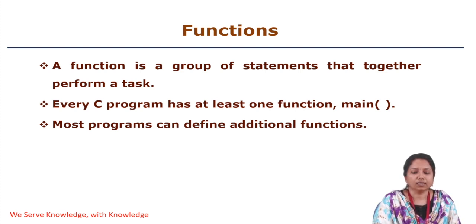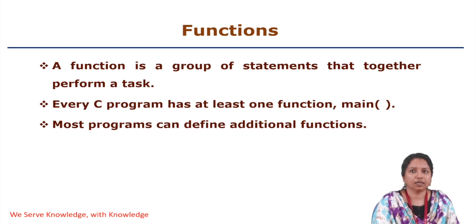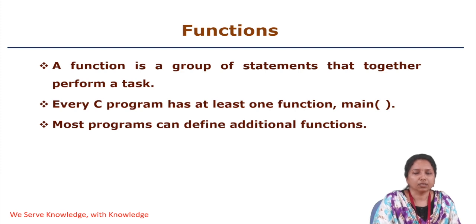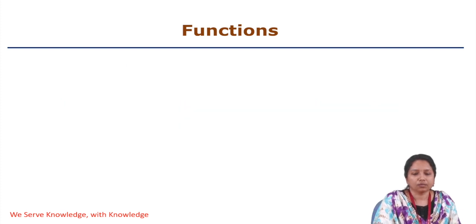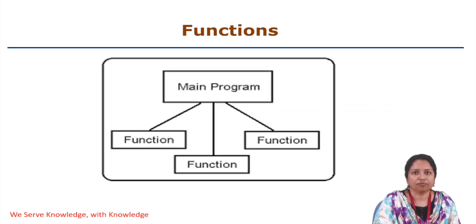A function is a group of statements that is used for performing a particular task. In every C program, as we know, there is already one function called main. Most programs also have additional functions. Next we will see the different parts of a function and how to use functions in our C program.